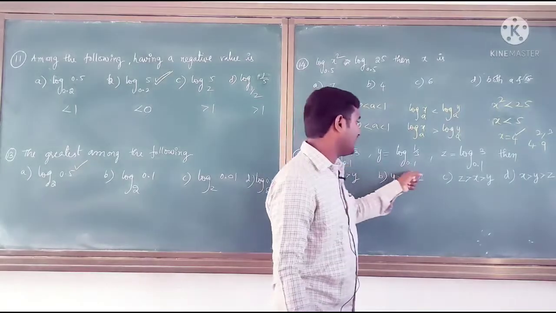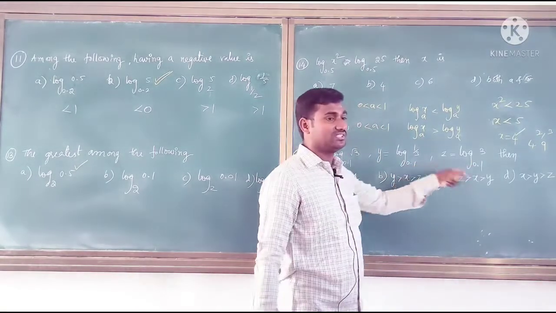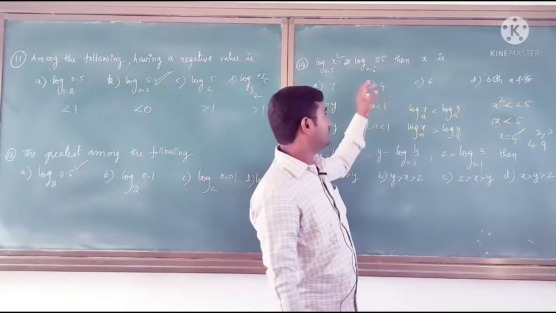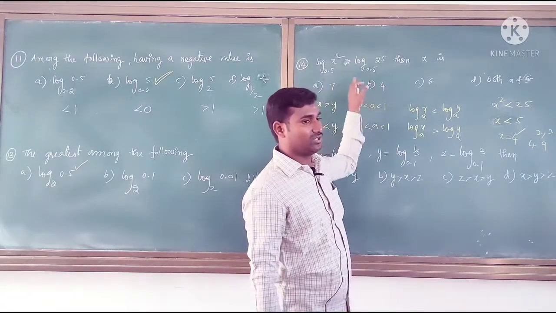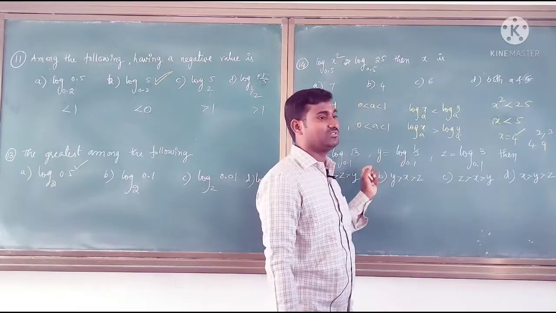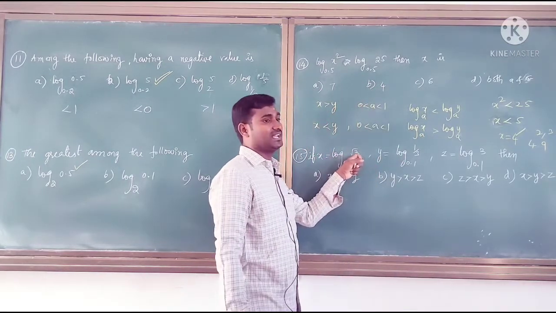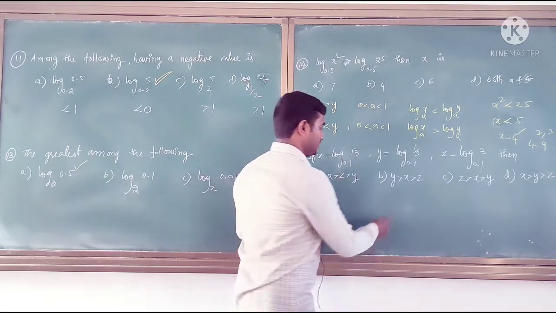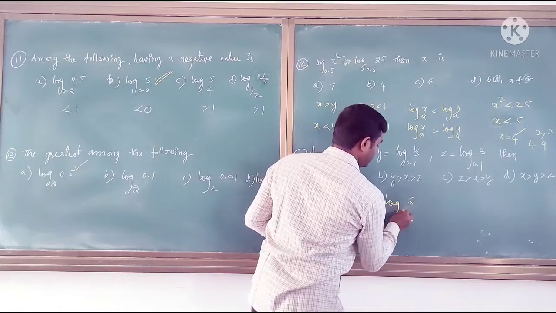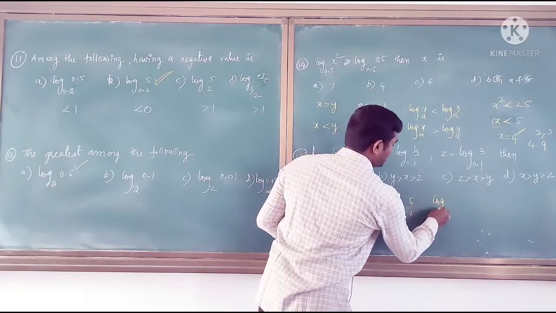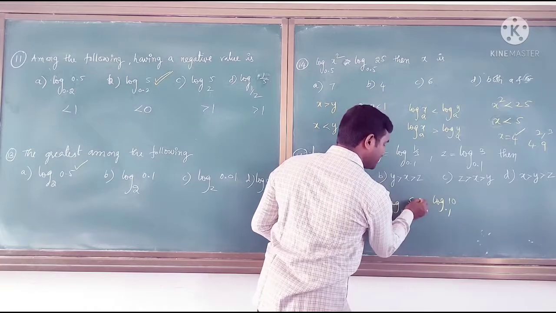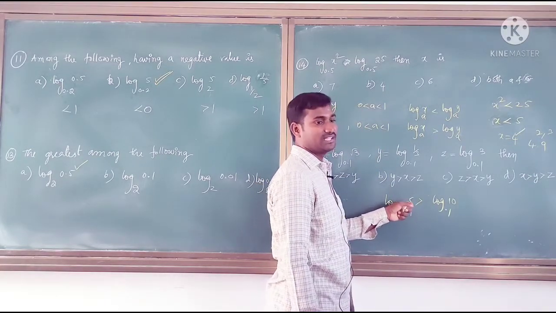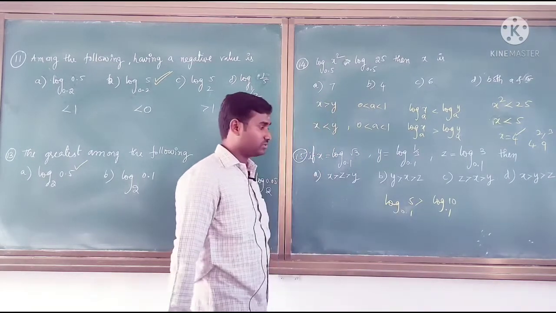If you observe, all the bases are the same, 0.1, and that base lies between 0 and 1. If the base lies between 0 and 1, which number is the greatest? Log 5 to the base 0.1 or log 10 to the base 0.1, which one is greater? This one is only greater. The number that is the smallest becomes the greatest here. We have to understand that.